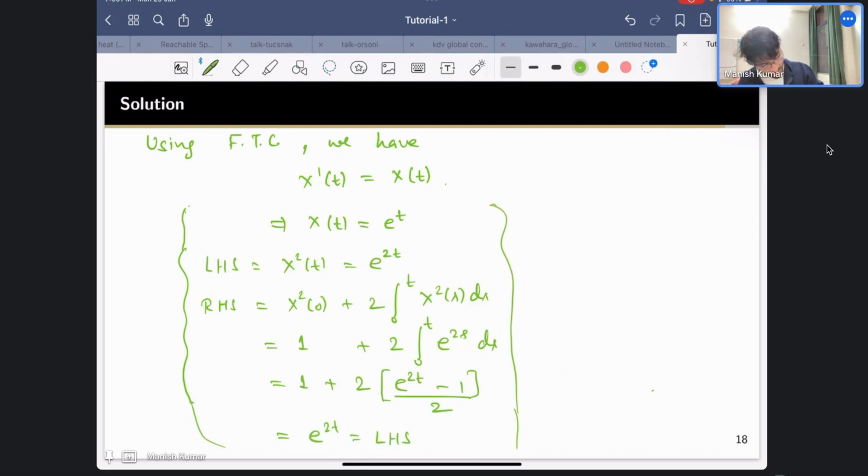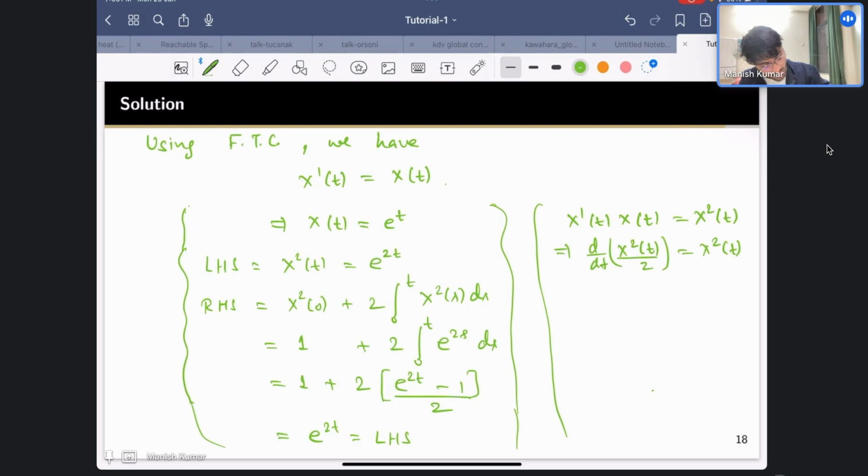The second way would be, what do you do? Multiply x on both sides. Exactly, yeah, you are right. So if we multiply by x on both sides, what we get is x prime of t times x of t equal to x squared of t, and this is nothing but d/dt of x squared of t by 2. This is equal to x squared of t.